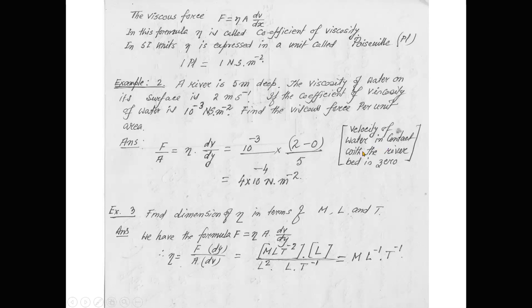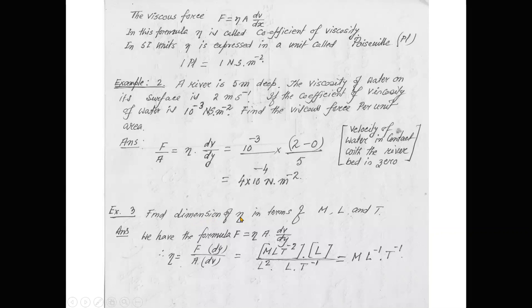Velocity of water in contact with the river bed is equal to 0, and velocity of the upper surface is equal to 2 meter per second. So this is the problem, a very simple problem. Next problem.